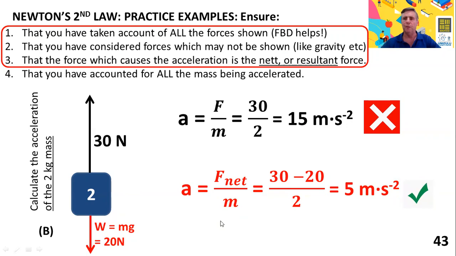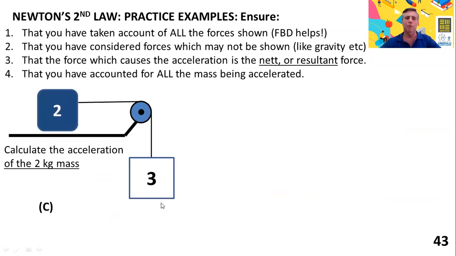If you got that, well done. If you got 15 and are feeling bad, please don't worry about it. At least you found out now. Rather get it wrong now and get it right in November. Let's have a look at number C.